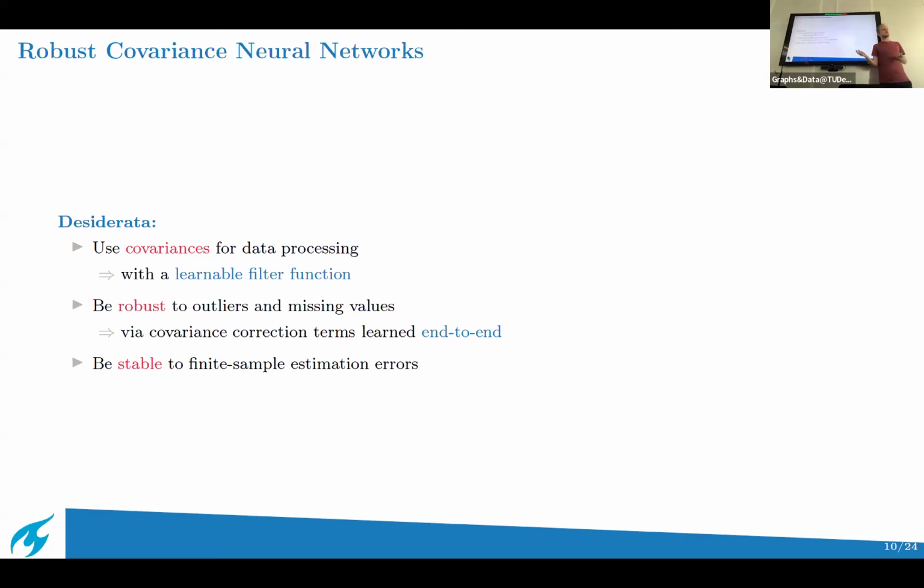So we want to use covariances for data processing because there is clear evidence from the literature that covariances are useful to model interactions among data, and we want to do it in a learnable way because it's more flexible and more expressive. But we want to be robust to outliers and missing values in a way that depends also on downstream tasks. So we want to learn this correction for the outliers. And we also want to achieve the stability to the finite sample estimations that Saurabh mentioned before. I will briefly touch upon that later.